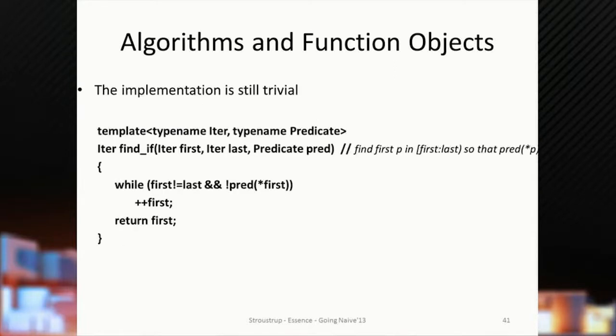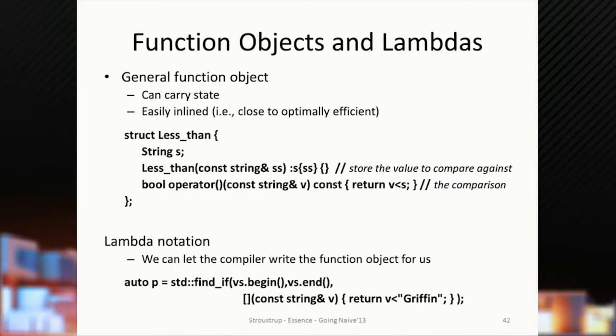And so we generalize find_if that I showed before. It simply uses the predicate: while we haven't reached the end and we didn't find the predicate, go to the next one and try again. Once you finish, you return. Okay, this has been in C++ in various ways since the late 80s, early 90s.